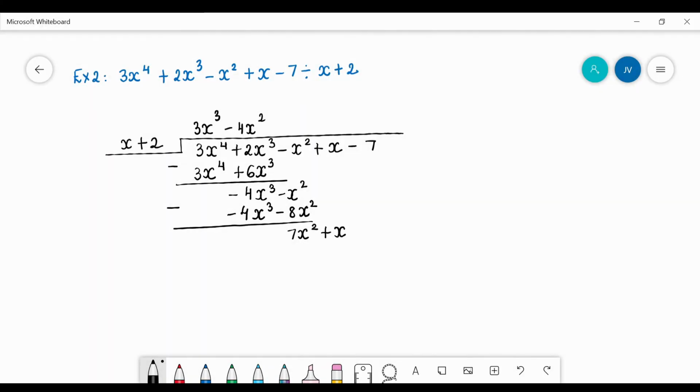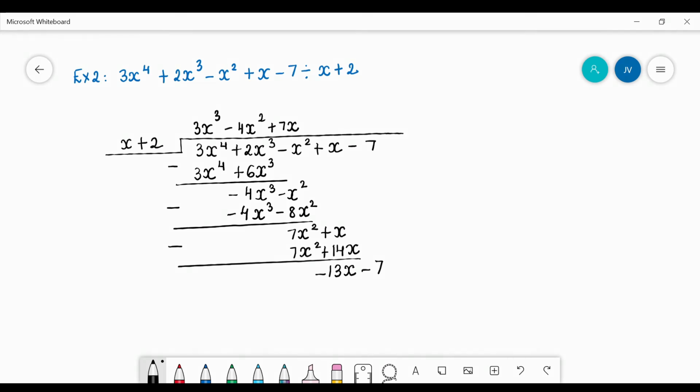The 7x squared, we divide it by x to get 7x. We multiply the 7x by x plus 2 to get 7x squared plus 14x. 7x squared minus 7x squared is 0. x minus 14x, it's minus 13x. And we bring the next term down, minus 7. So we have minus 13x minus 7.